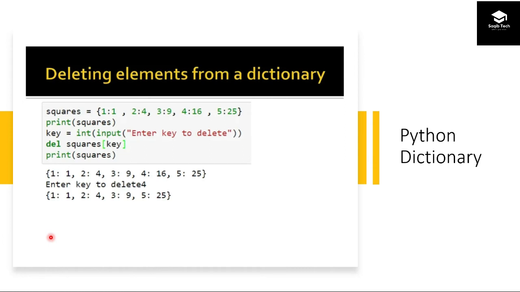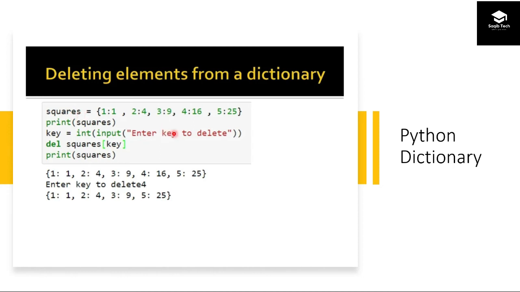So deleting elements from a dictionary also has another method known as del. This is a simple method. For example, this is key 1 colon 1, 2 colon 4. You can see 1 is a key, 1 is a value, 2 is a key, 4 is a value. Similarly, 3 is a key, 9 is a value. Simply, you can see that the key is a number, and the value is the square of that number. So that's why this is a dictionary of squares.